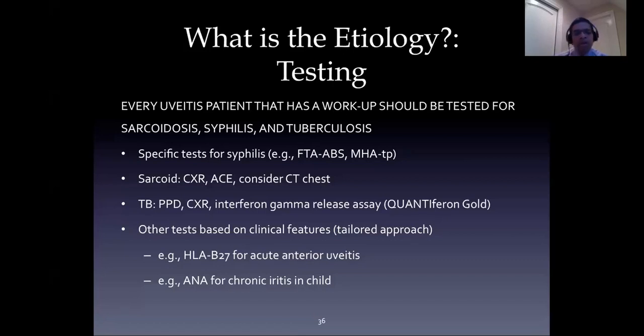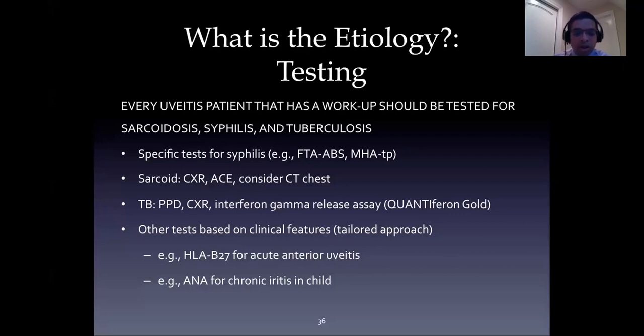But remember, testing for TB, you have to be very careful, because does the clinical appearance of the uveitis match tuberculosis for you to suggest that this is TB? Now that can be very difficult because TB is a masquerader. TB can present as anterior uveitis, can present as intermediate uveitis or periphlebitis.